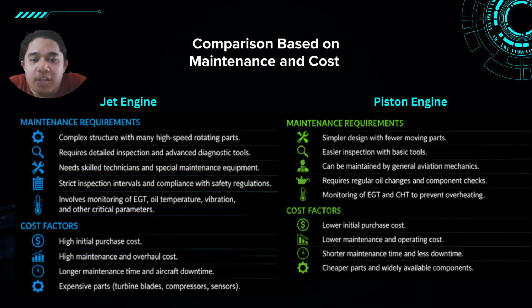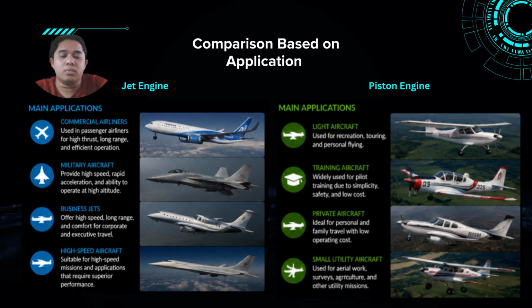Jet engine maintenance requirement: complex structure with many high rotation parts. Piston engine maintenance requirement: simple design with few moving parts. Cost factor: high initial purchase cost for the jet engine, and for the piston engine, a lower initial purchase cost. Next, the comparison based on application.